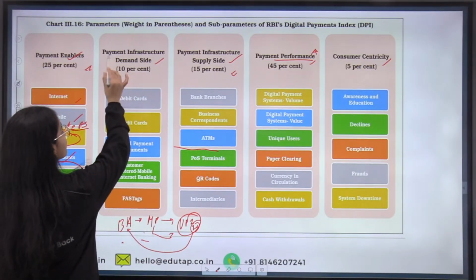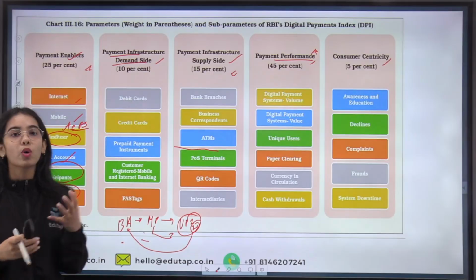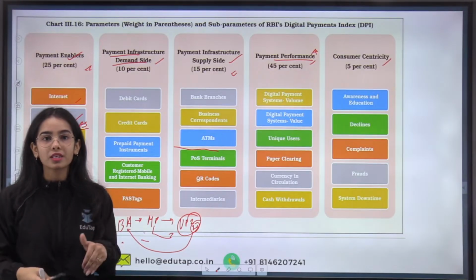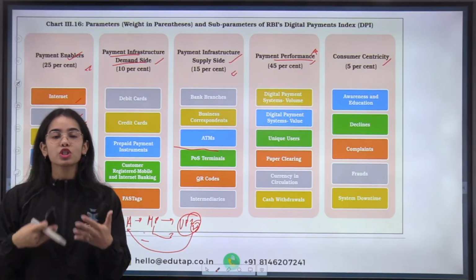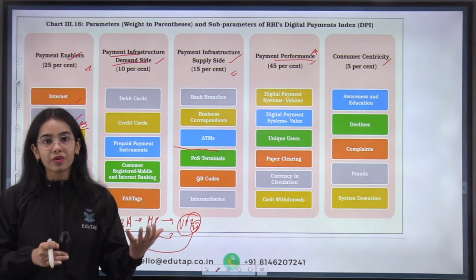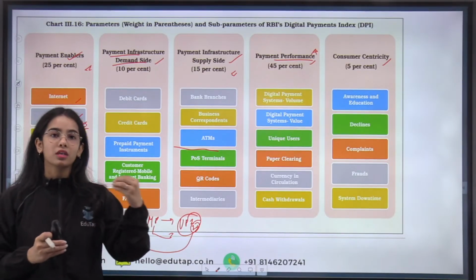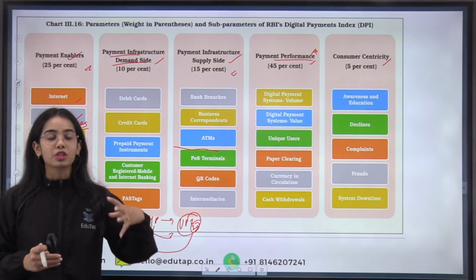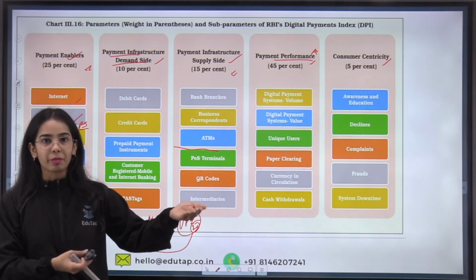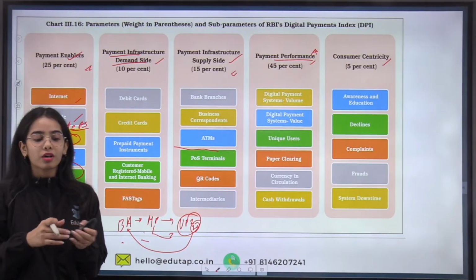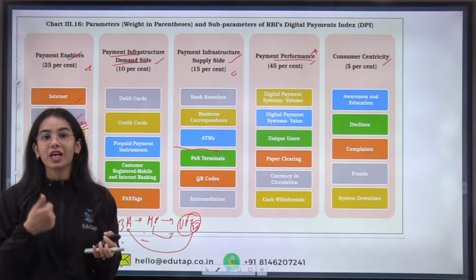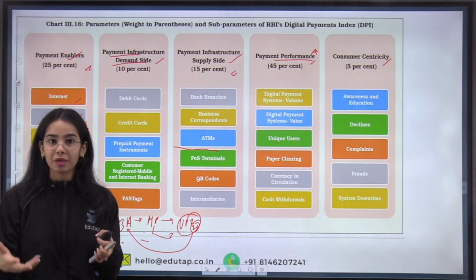Okay. So payment infrastructure demand side: who are demanding the digital payments, or who are doing the digital payments? It is us, the customers or the consumers, the people that do the transactions. We are doing the digital payments, right? We are the consumers. So what tools do we have? We have credit cards and debit cards to make the payments, right?